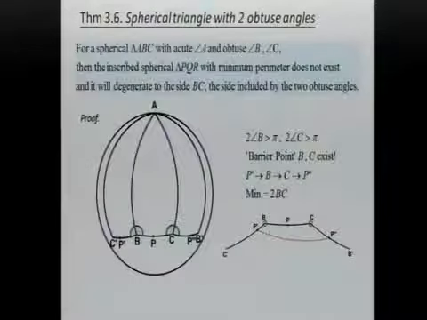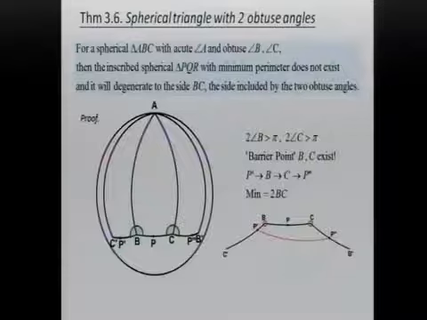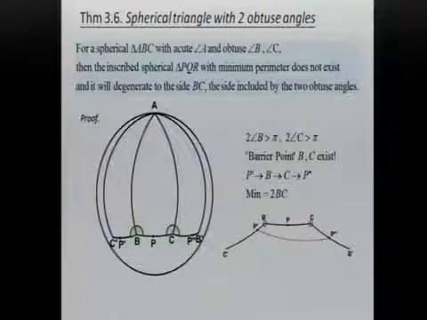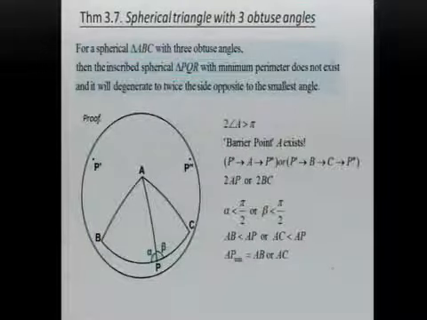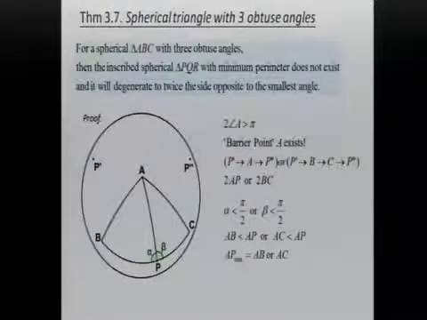In the case of two obtuse angles, just like the previous one, there exist barrier points B and C, so the path must pass through BC to be minimum. In the case of three obtuse angles, A is a barrier point. There are two possible paths. Applying the angle-side relationship, we can deduce that the minimum perimeter is the side opposite to the smallest angle.